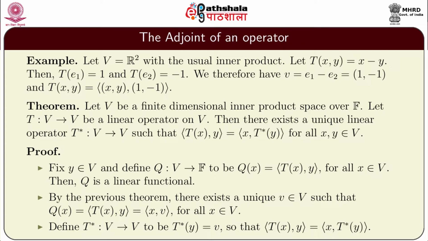Another theorem: let V be a finite dimensional inner product space over F. Let T from V to V be a linear operator on V. Then there exists a unique linear operator denoted by T star from V to V such that the following happens, that inner product Tx comma y is equal to inner product x comma T star y for all x, y in V.